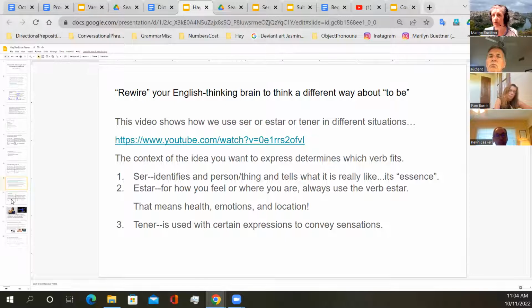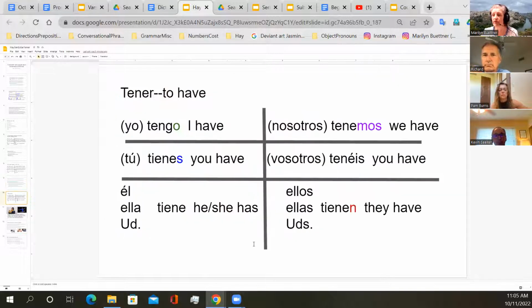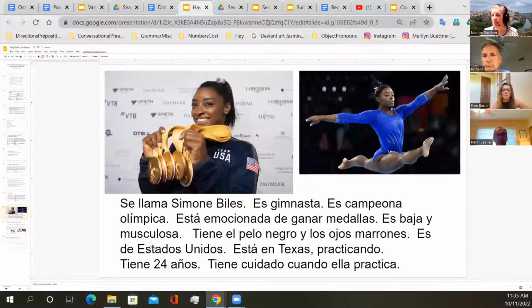Do know that when to use ser and when to use estar is a thorny thing. It is hard. It takes a long time to adjust to. We're not even going to really look at tener. I will send you what tener looks like, but we won't touch on that yet today. We're going to focus on ser and estar. But here is just an example of how you may hear this used. I want you to notice that ser talks about what she's really like or what she really does or where she's from, things that are not easily changed.